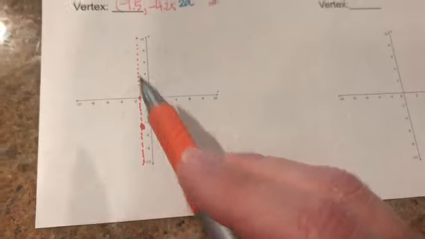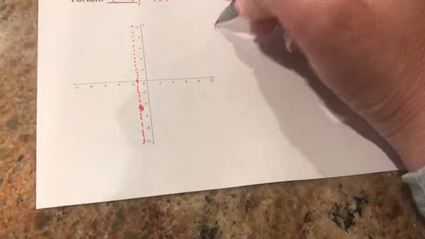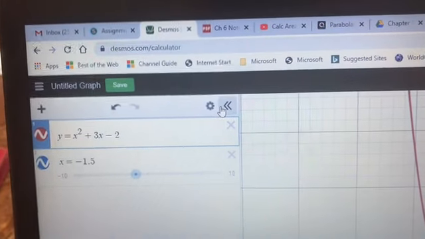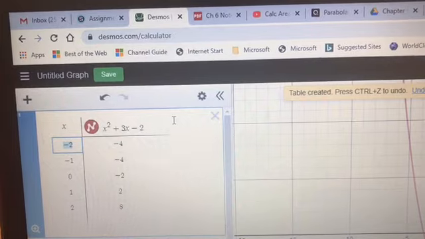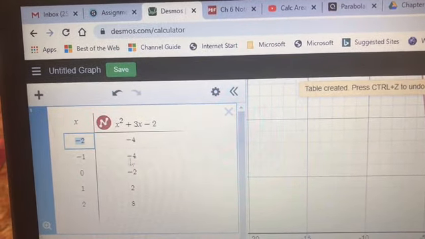Now I'd like you to include some more points on your graph. We can make an XY chart and plug in some numbers. But remember how Desmos helps us do that? Go to this little wheel, click on chart, and I'm going to pick a couple of these points. These are going to be so close to where I'm already at.